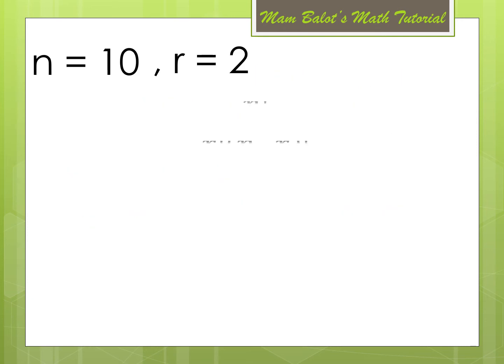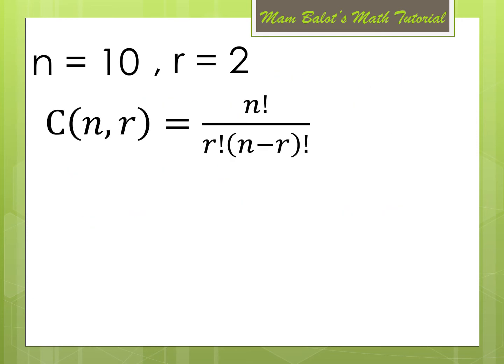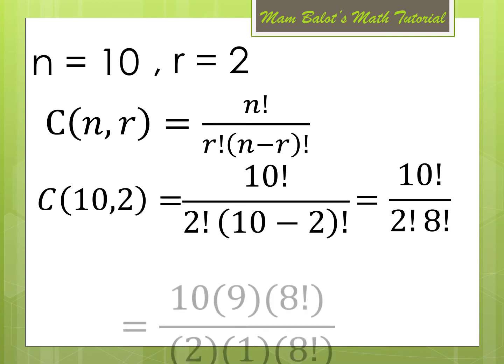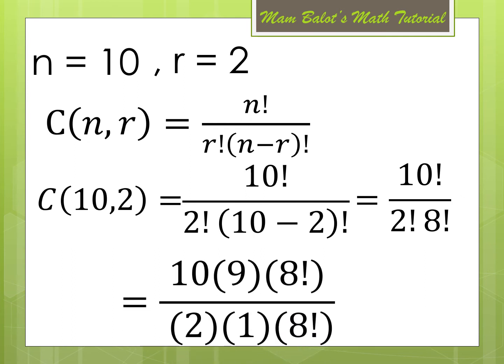So from that data, use now the formula of the combination. So we have the combination of 10 taken 2 at a time. So we have 10 factorial divided by 2 factorial times 10 minus 2 factorial. Subtracting 10 minus 2, we have 8 factorial. Then expanding the factorials, we have now 10 times 9 times 8 factorial only because we have an 8 factorial in the denominator. And then the 2 factorial in the denominator is expanded.